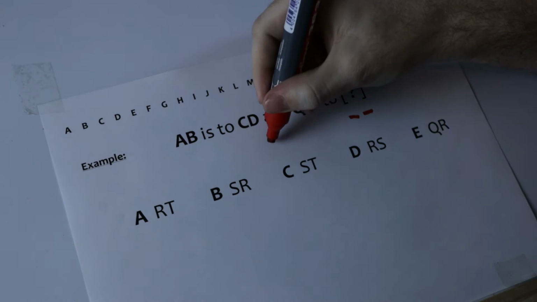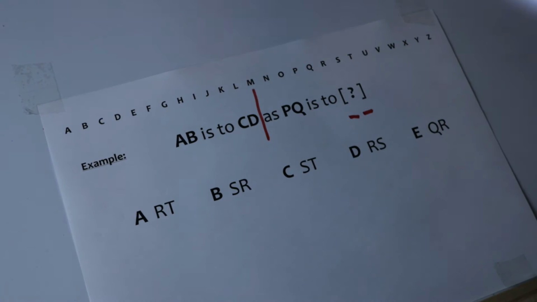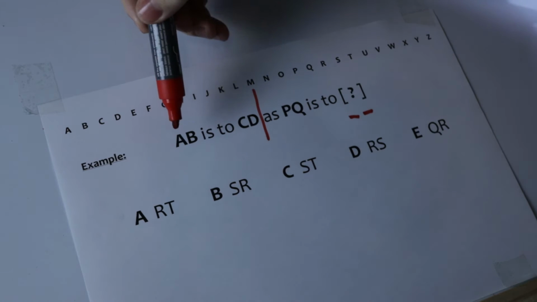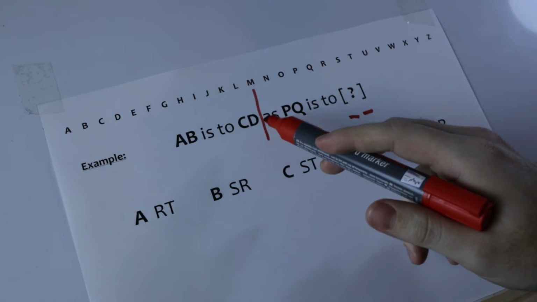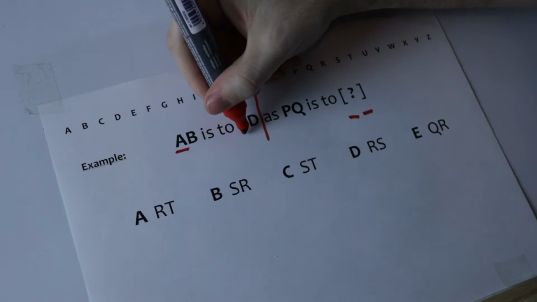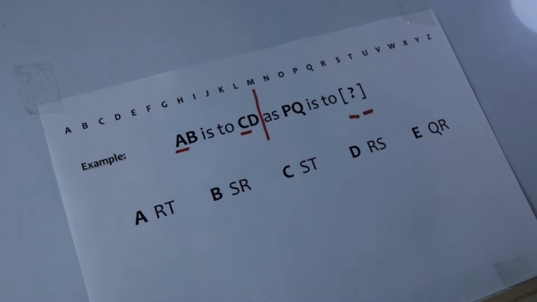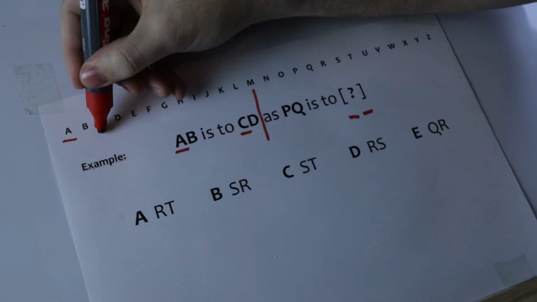Now what we're going to do is isolate this part of the question, and this is where we're going to find our clues. It's a common misconception to think that we need to find a relationship between A and B. That's not the case. AB has changed into CD. So the first thing I want to do is to isolate again the first letter of each code.